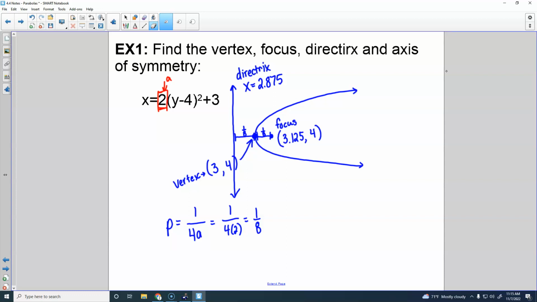If I ask you for focus or directrix, it will probably be calculator active. If I ask you for the vertex, probably not. It doesn't necessarily have to be calculator active if I ask you for the vertex, but if I give you focus or directrix, it'll probably be calculator active.